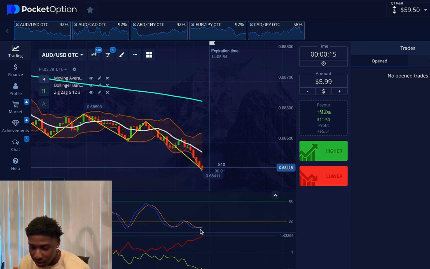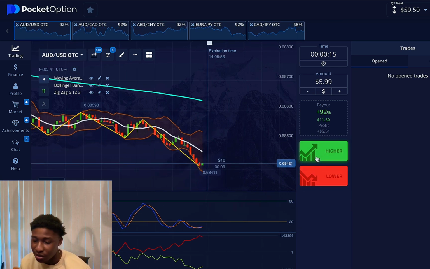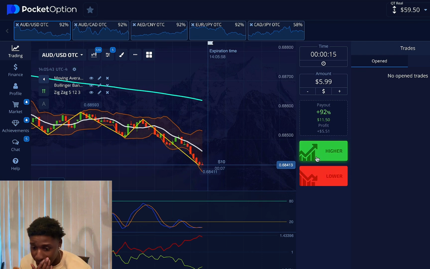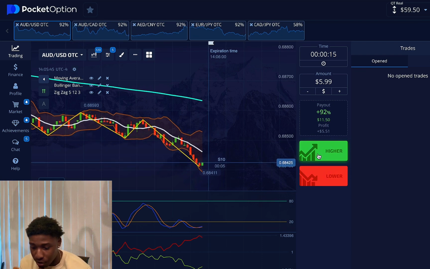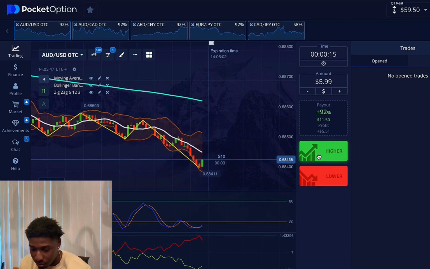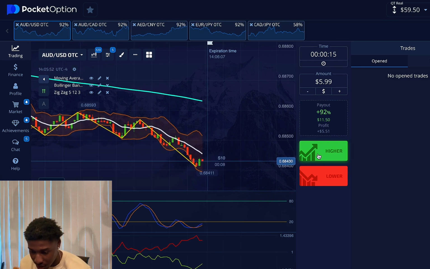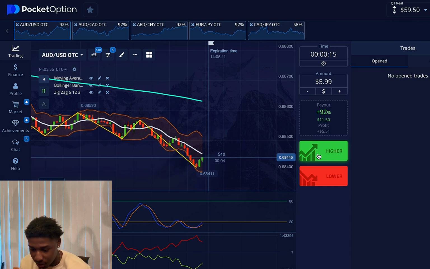And the blue stochastic is also trying to curve up. So even though this is a strong downtrend, I think I want to get in on an upwards position trade, maybe in this next 10 seconds, just depending on what this candlestick does right here. If we can go back down, I should have got in right there at that lowest point.